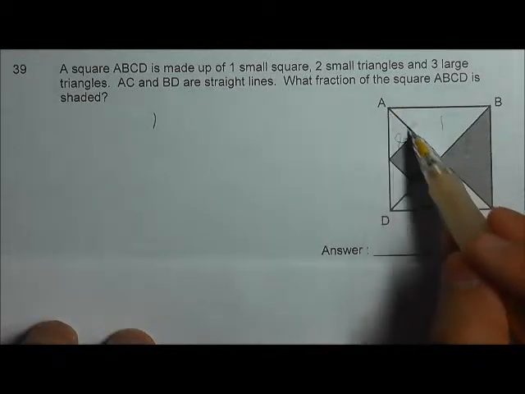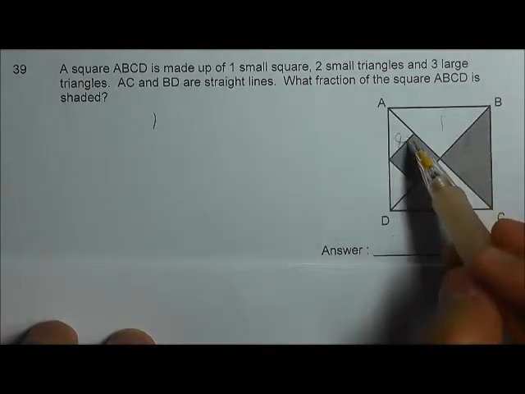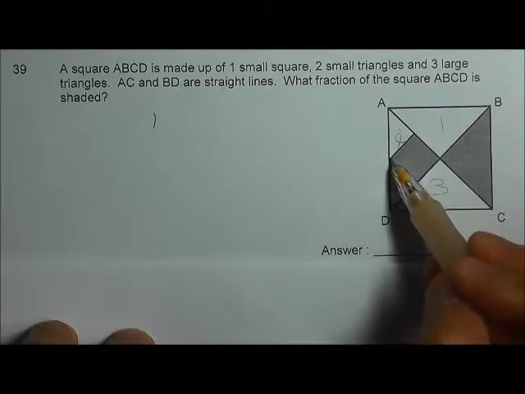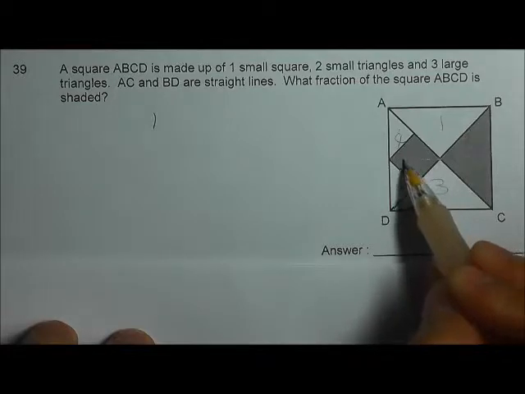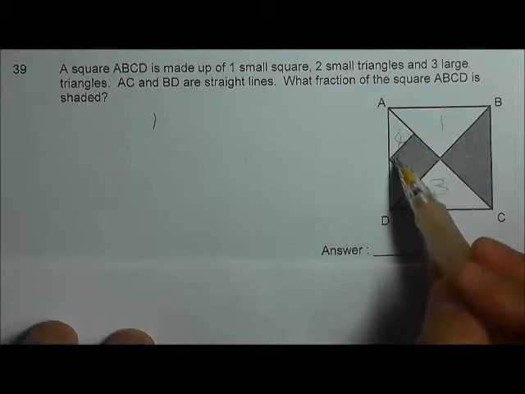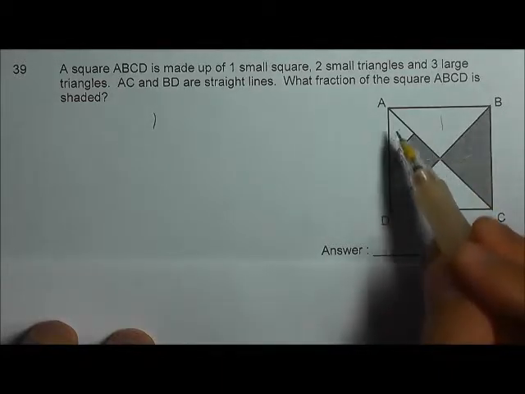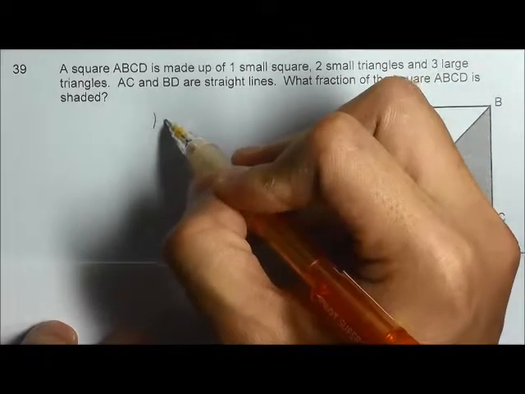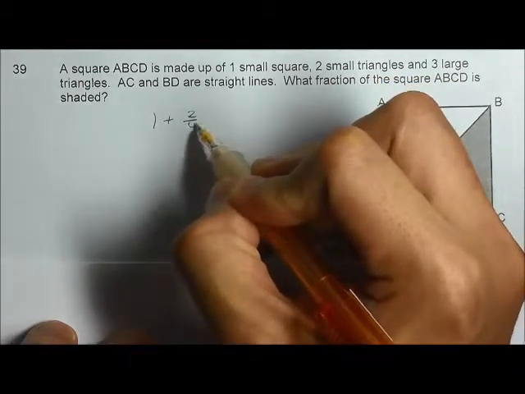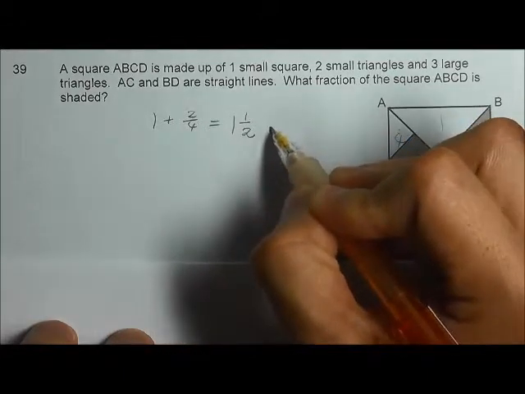So you can see that this large triangle here can be further split up into 4 smaller triangles, which is 1, and we draw a line across here, 2, 3, 4, and this shaded square forms 2 over 4 of this large triangle. So the shaded triangle will be 1 plus 2 over 4.